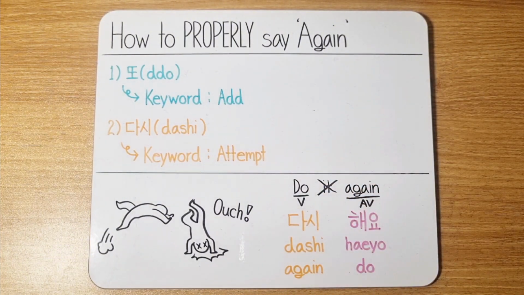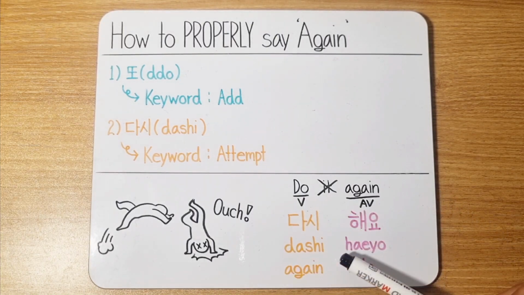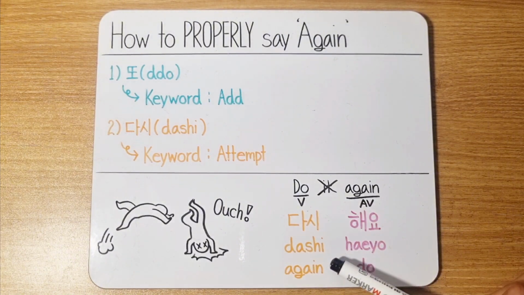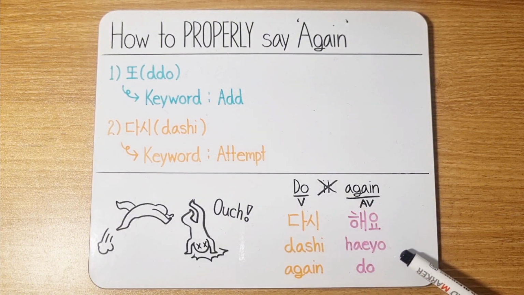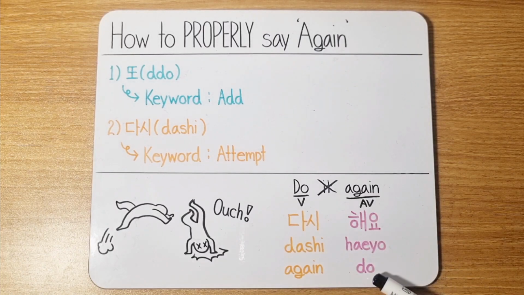And therefore, the full sentence, do it again, will be 다시, again, 해요, do, 다시 해요.